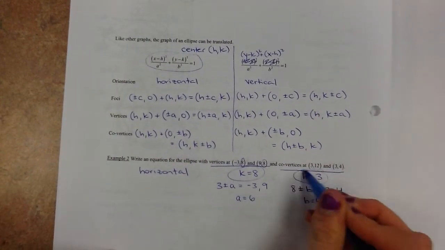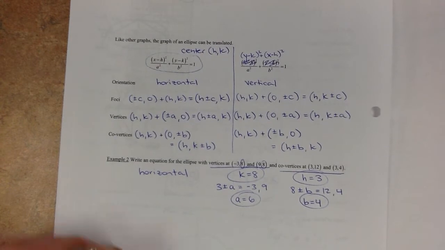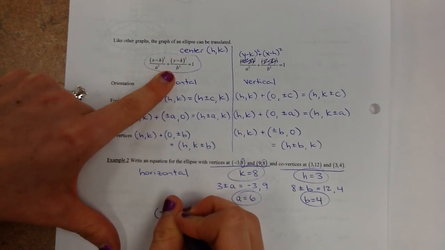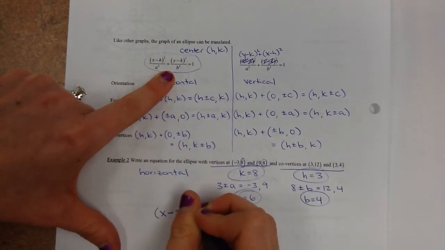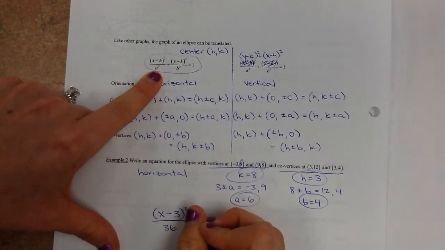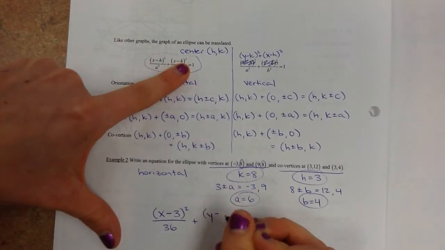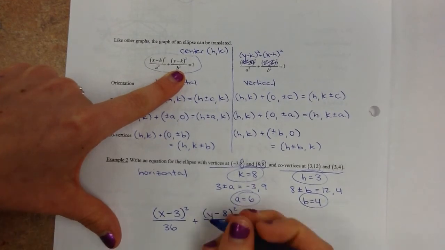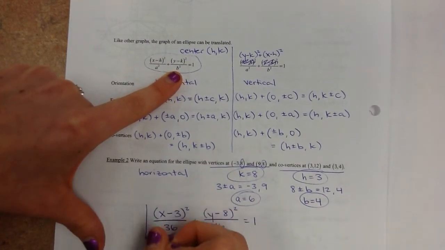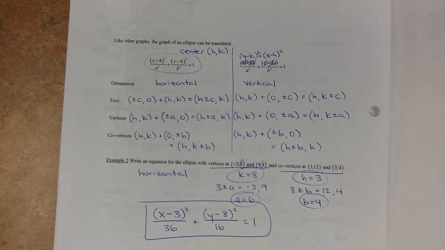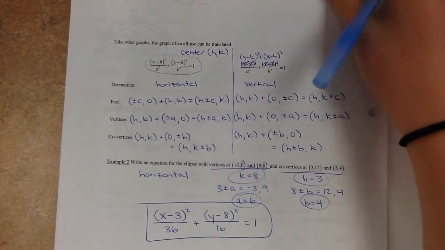Okay, so I have 1, 2, 3, 4 very important values that I'm just going to pop right into this formula right here, and I will have my ellipse. So (X minus H), which is 3, squared over A squared, 6 squared, which is 36, plus (Y minus K), which is 8, squared over B squared, B is 4, 4 squared is 16, equals 1. And that is how you find your equation. All right, so like I said, once you have those formulas in front of you, and you will, they will never leave your side unless you want them to, you will be able to do these pretty quickly and easily.